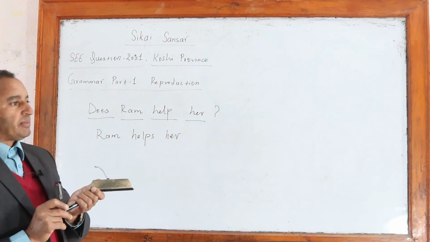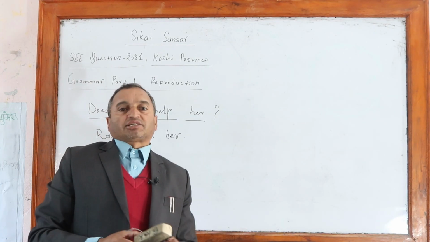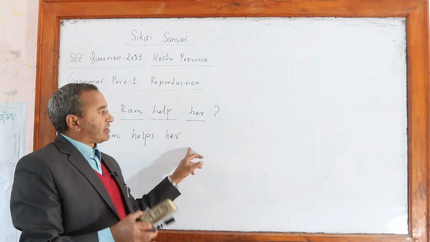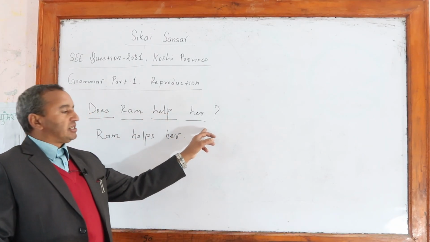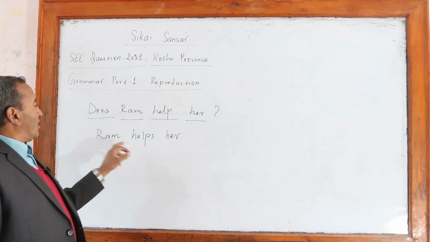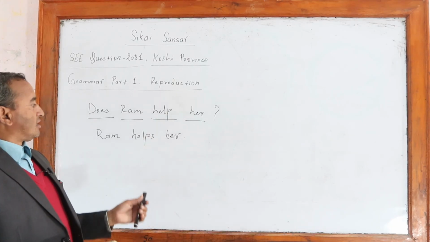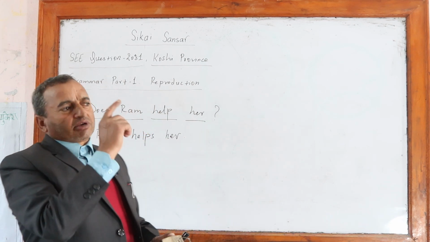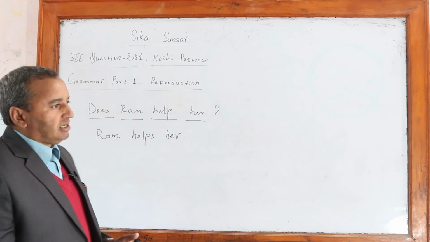If we give a question mark, that becomes a question. When we write a statement, we have to supply the full stop. So let's look here. Does Ram help her? Now it is changed into a normal statement. Ram helps her. So we have done the simple sentence as well. Let's look at one last example about it, and then we will move to another question.